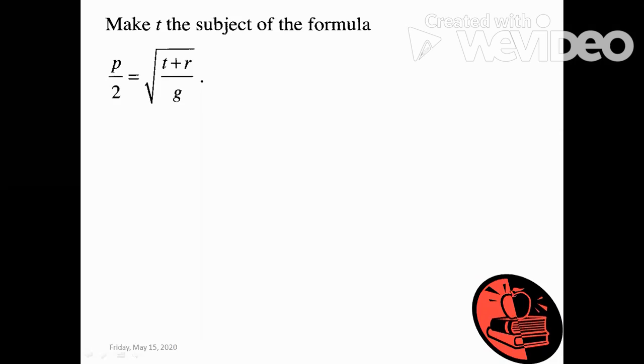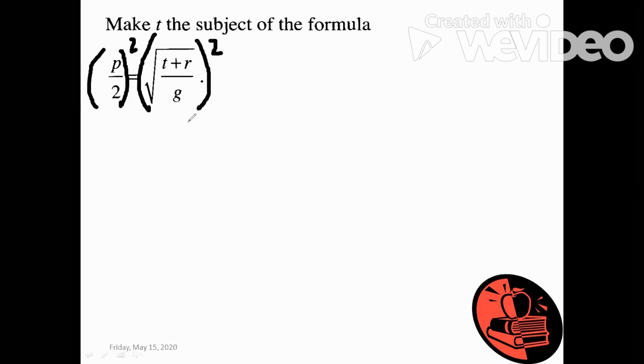All right, so what we can observe here is that we have a square root, and to get rid of a square root, we square. So that's what we're gonna do. We're going to square on the left and also on the right. So I'm just going to use this equation. So we'll square both of them.